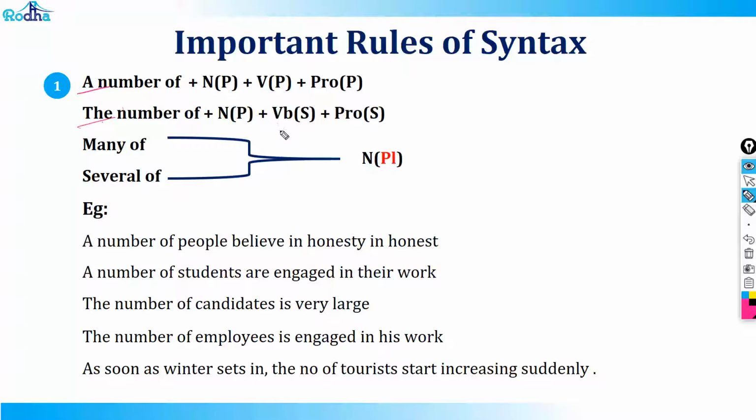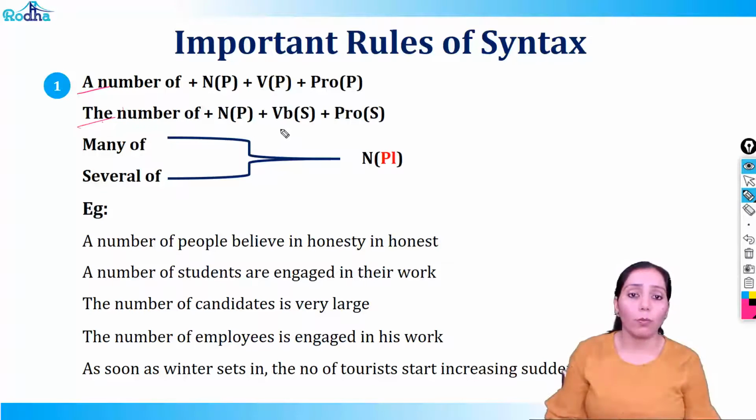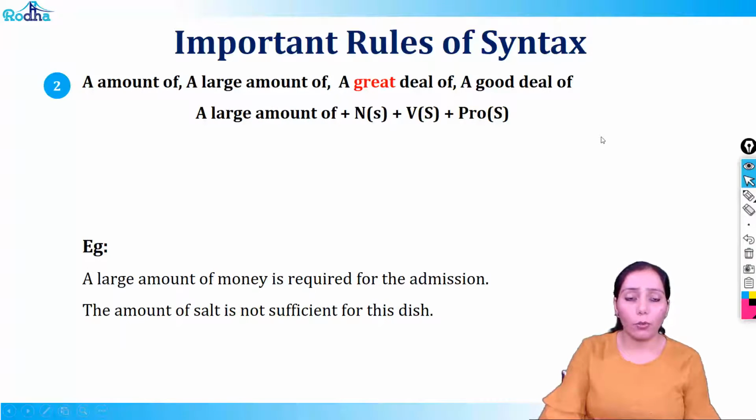That is why in case of "the number of", the verb is singular, and in case of "a number of", the verb is plural. And whenever you see number of, one of, any of, many of, several of, or a large number of, in all these cases, the noun should always remain plural. So let's move to the next rule now. I hope this is clear to everyone. Let's move to the second rule.